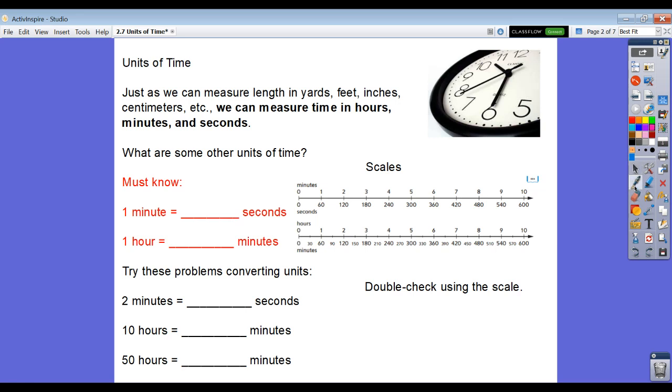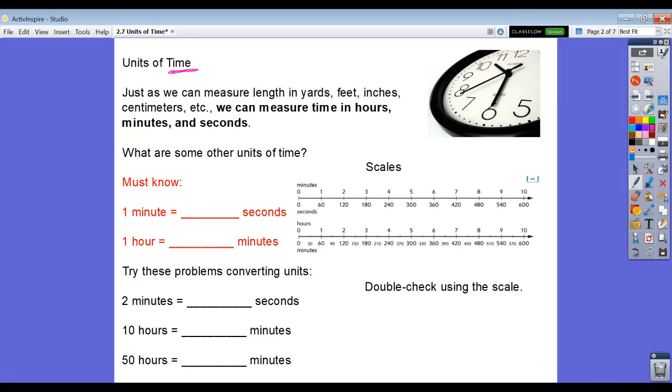We have talked about various units. Most recently, we were talking about units of length. Today, we're going to be talking of units of time, something you're very familiar with and use every day. So just as we can measure length in yards, feet, inches, centimeters, etc., we can measure time in hours, minutes, and seconds. Words you use all the time.